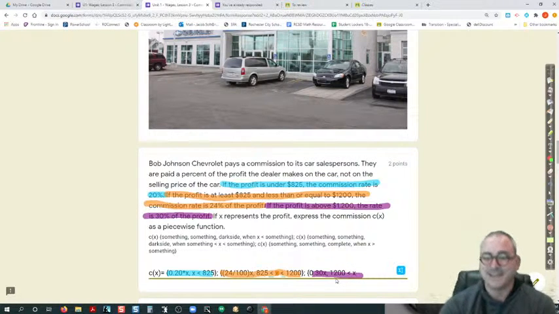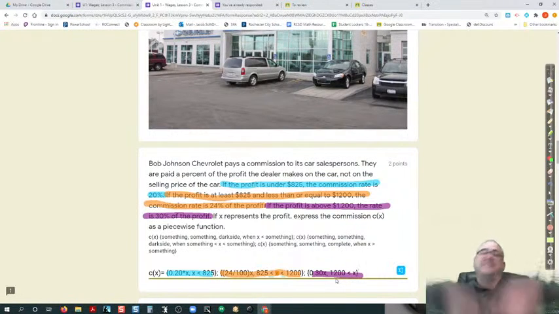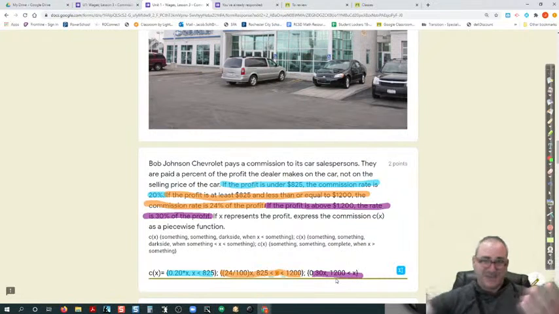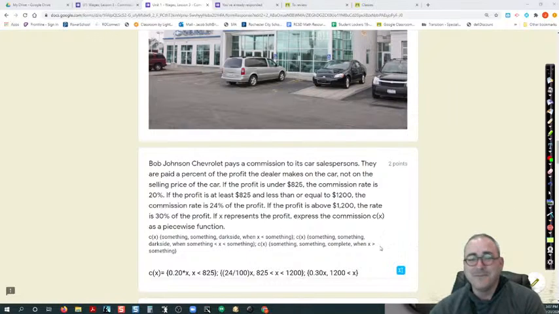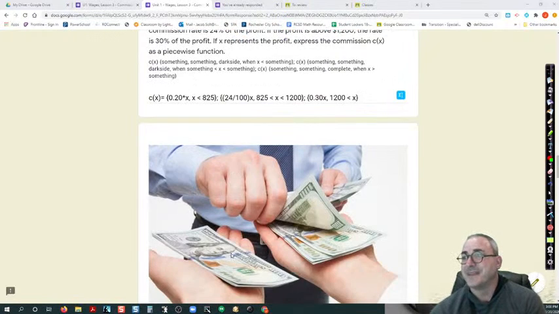Am I done? Yes. Close that, and boom, we've got a piecewise function on a Google form. Feel impressed with yourself. This wasn't easy. I'm not going to ask you too many of these. Don't worry about it. I mostly just did this so you could see that it can be done. All right.